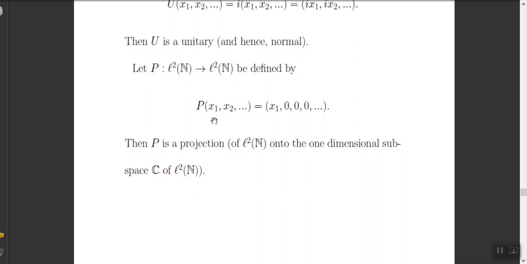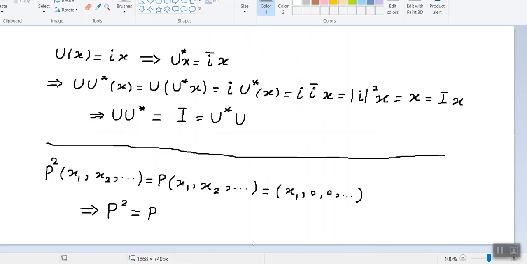Okay, so it means, look at here how it is acting. P maps every sequence, every element of L2, to this (x1, 0, 0, ...). So it's a projection onto a one-dimensional subspace of L2, which is automatically isomorphic to C. And of course, it is easy to show that P is a projection, right? It is easy to see that P squared, it means P∘P, equals P. So I leave it to you to check.